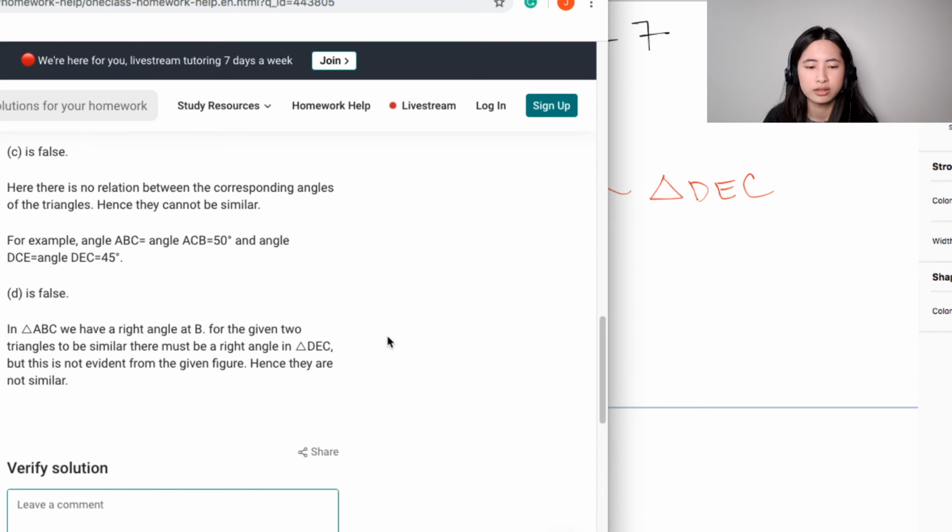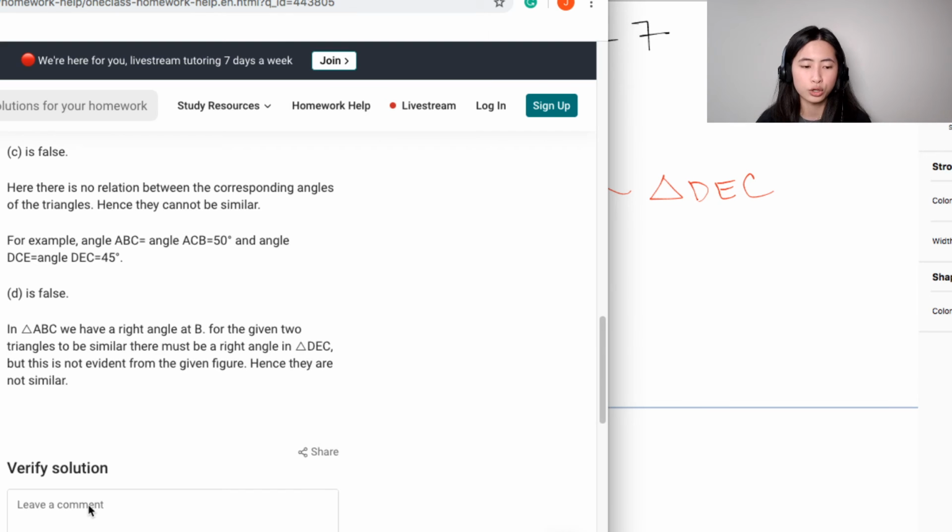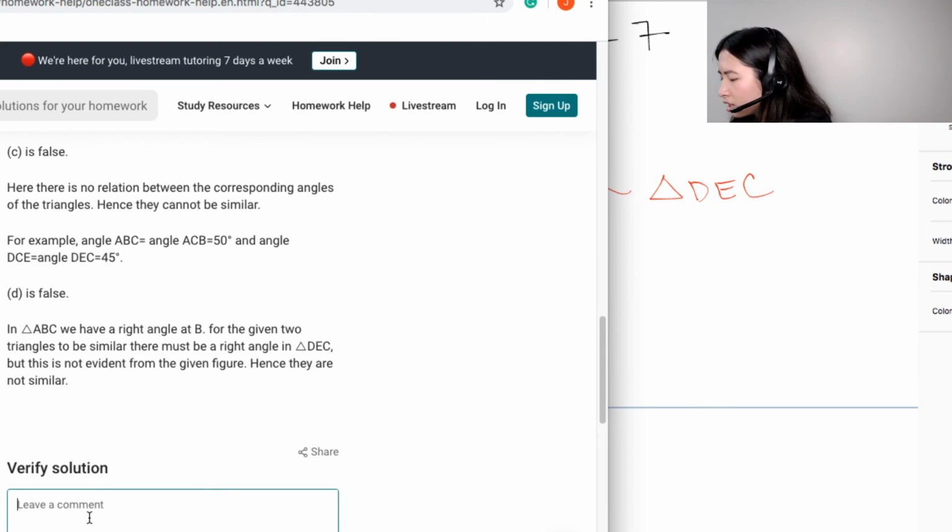So it doesn't. So basically, my whole point for part D is even though you have a right angle on triangle ABC and a right angle on triangle DEC, it does not suffice for you to conclude that they're similar because you need to have two angles in a triangle for them to be similar because of the AA theorem, right? Angle, angle. So it's not just one angle. So yeah, this is correct.